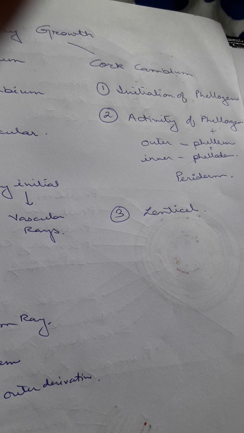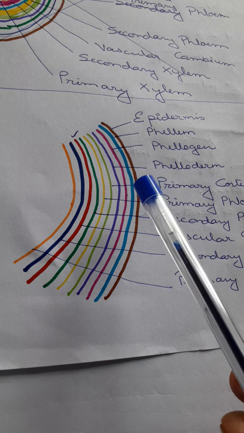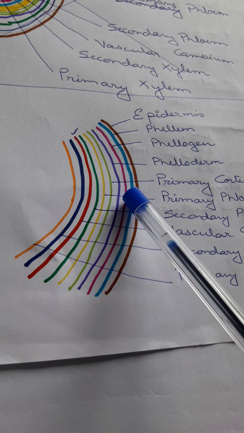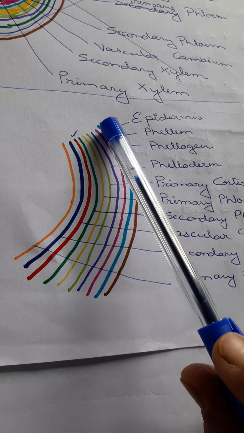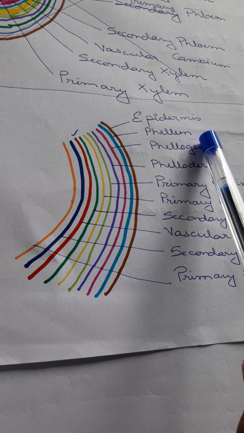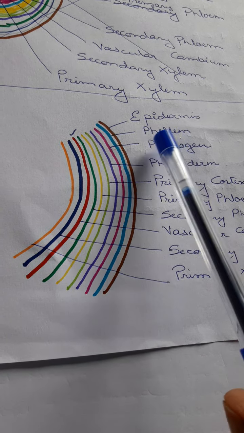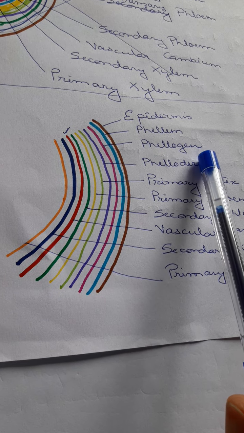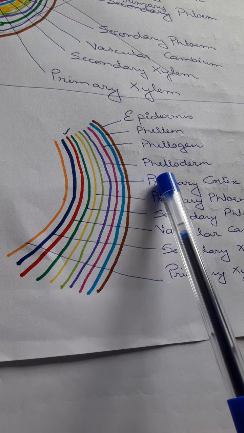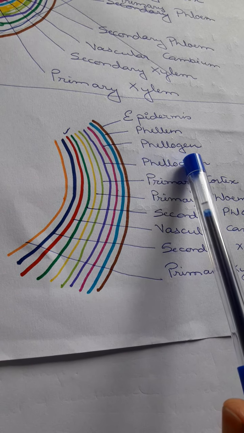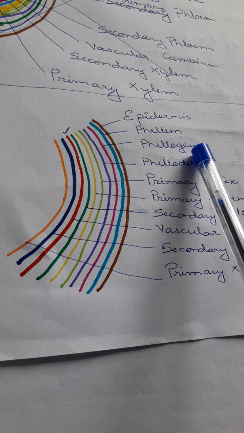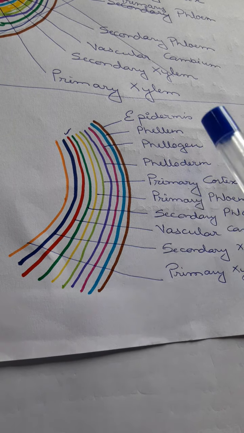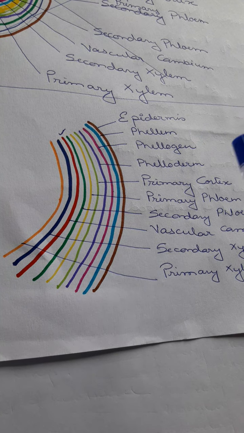These are all important. Now see this diagram. For your convenience I am using different colors of sketch pens. The outer line is the epidermis. Just below the epidermis the phellem is formed. Below the phellem, phellogen is there, and after that is phelloderm. We already said that phellogen is divided into different layers. The outer layer forms the phellem and the inner layer forms the phelloderm. So this together is known as the periderm.